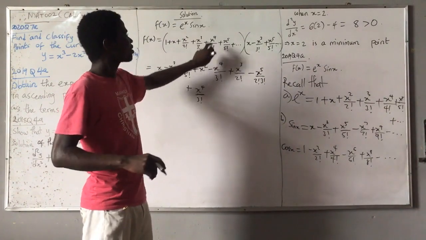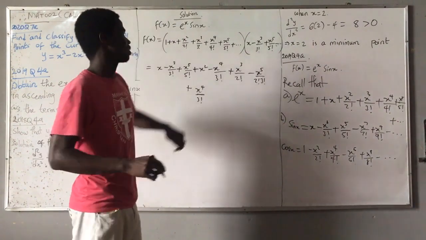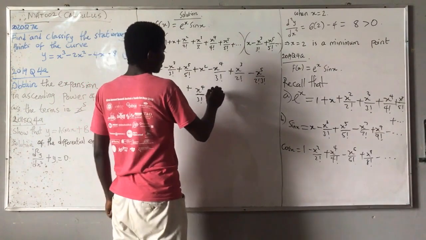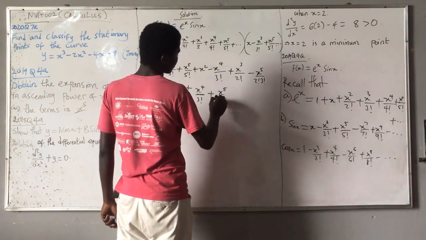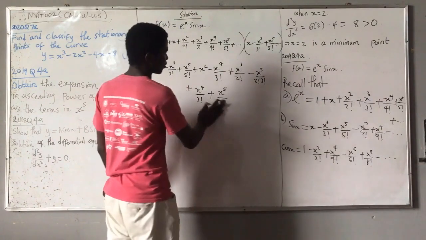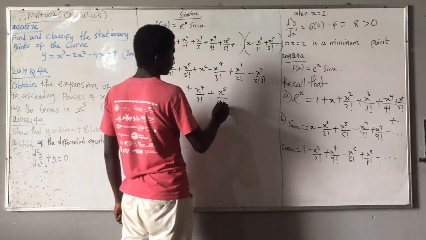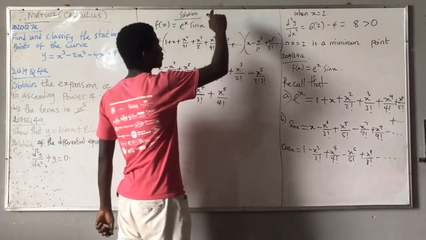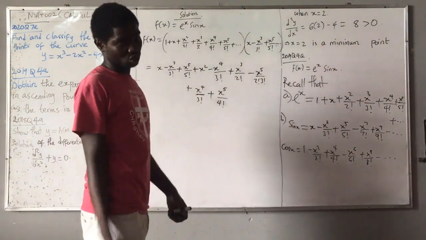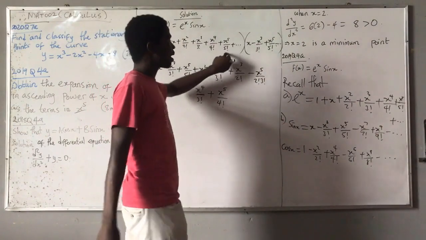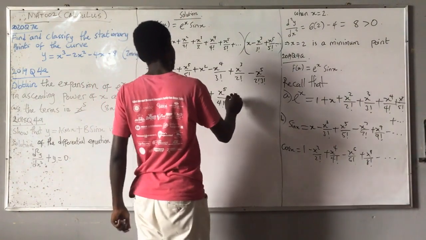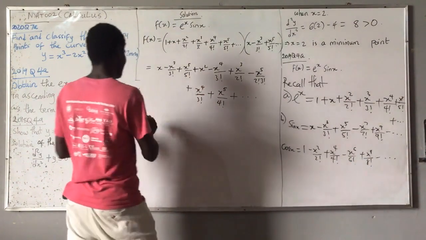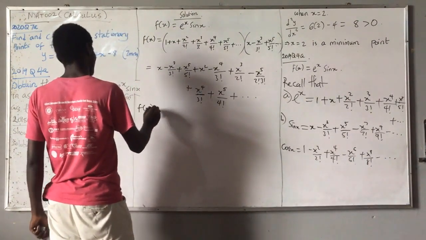Now from here, s raised to power 4 times s gives me s raised to power 5 all over 4 factorial. This one times s raised to power 4 times s raised to power 3, I will get s raised to power 7. Don't write it. s raised to power 5 times s is s raised to power 6. Don't write it, so I'll just write dot. So that means f of s, expanding in power series.